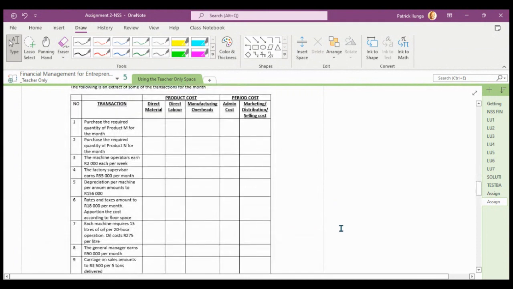Please keep the same structure, just like for question 1. Have the same table, and you will be filling this table wherever is needed.